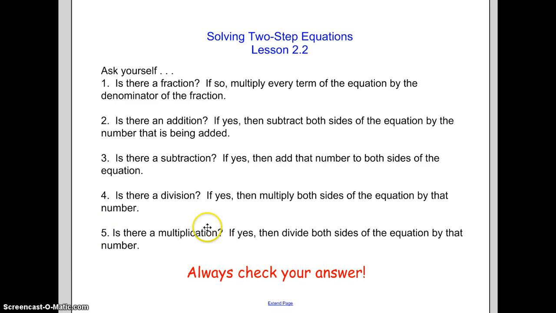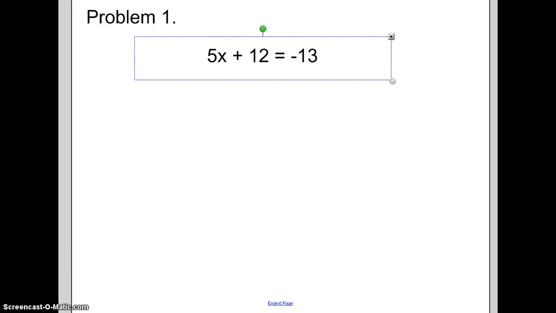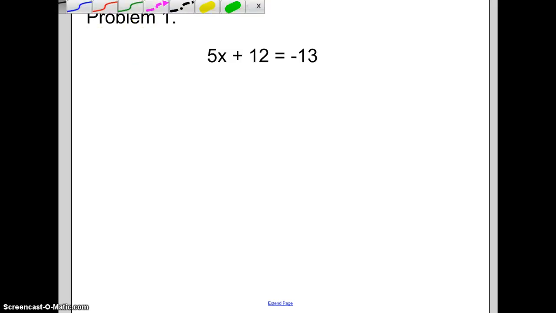Let's try one on paper. Problem 1. 5x plus 12 equals negative 13. Go through your 5 steps and ask yourself the questions. Is there a fraction? No, there is not, so we can go to step 2. Is there an addition? Yes, there is. There is a 12. So that means we are going to subtract 12 from both sides of the equation.